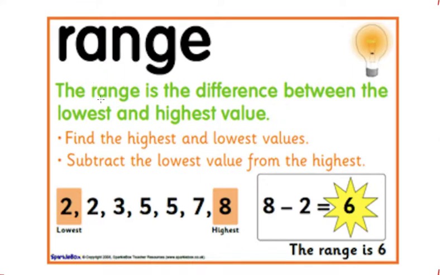The range is the difference between the lowest and the highest value. The value here is referring to numbers. So find the highest and the lowest values and then subtract the lowest value from the highest. So you can see here we have 2, 2, 3, 5, 5, 7, 8. The lowest is 2, the highest is 8. So all we have to do to find the range is subtract 2 from 8, and that gives us 6. So the range is 6.